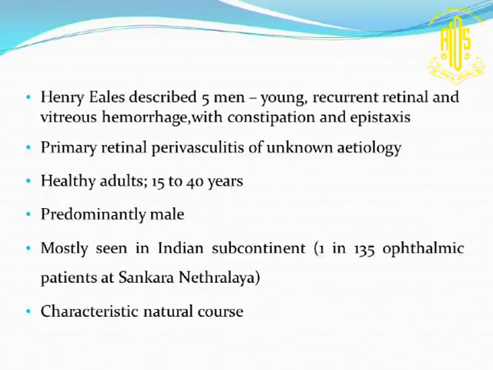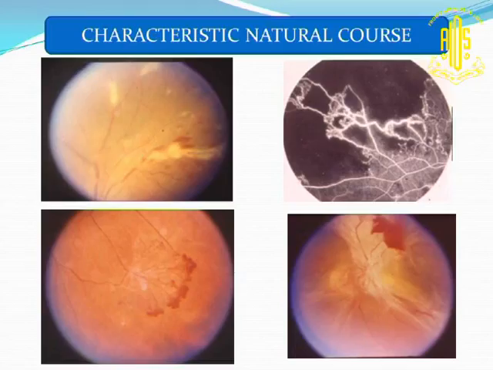In sarcoidosis, once we used to see 1 in 135 ophthalmic patients with sarcoidosis. It has now reduced. It has a characteristic natural course. What is the natural course? The first stage is inflammation, the second stage is ischemia, and then neovascularization and fibrovascular proliferation.